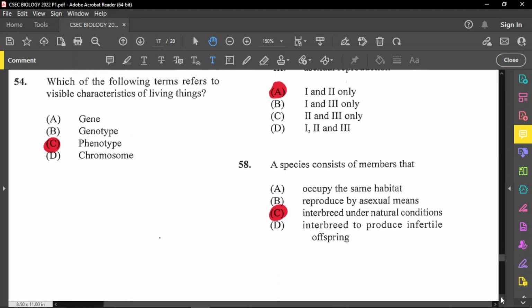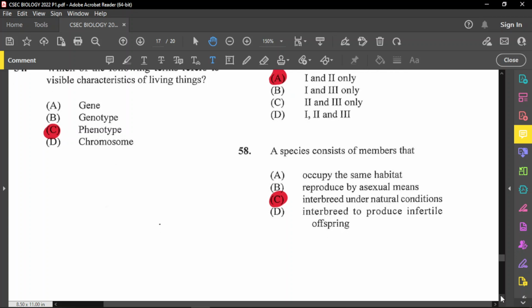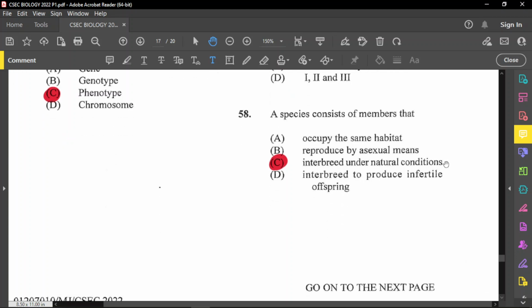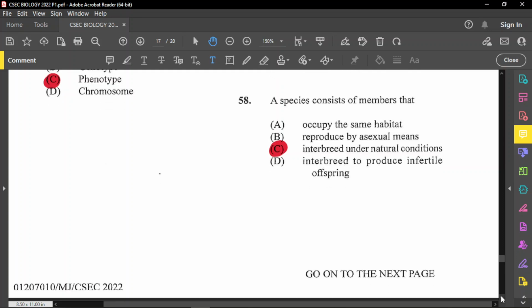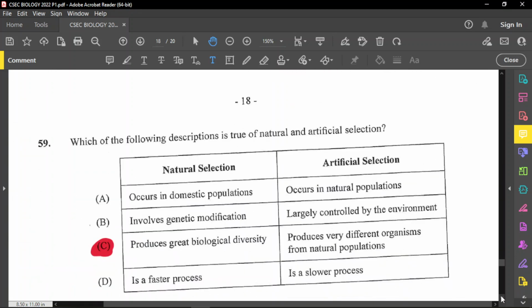58. A species consists of members that what? So if you have the same species, that means you can reproduce and produce viable offspring. And so you can interbreed in natural conditions. Different species, because of differences in chromosomes and so on, are not able to produce fertile offspring. All right, and so we're on the last two questions.